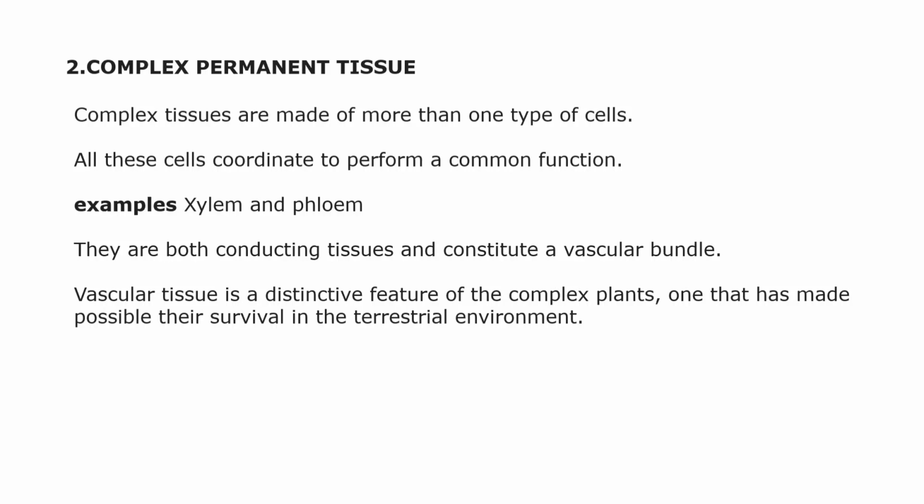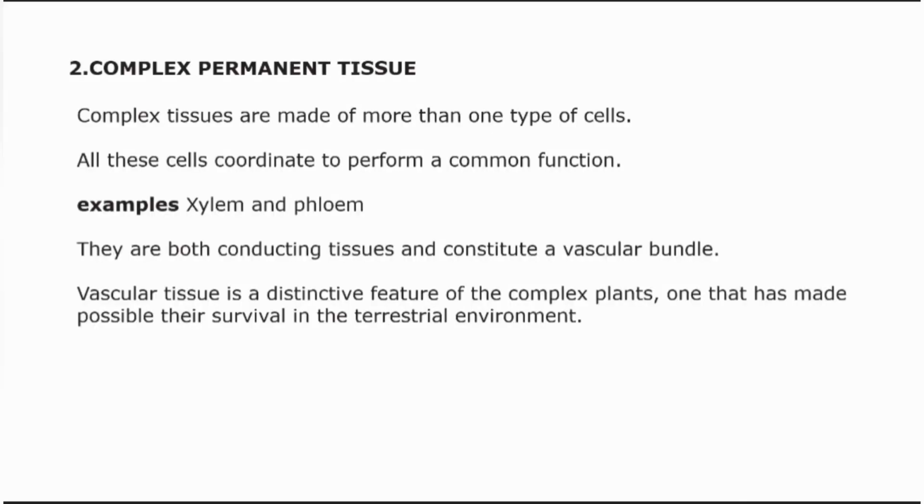Complex permanent tissues are made up of more than one type of cells. All these cells coordinate to perform a common function. For example, xylem and phloem. Both are conducting tissues and constitute the vascular bundle. Vascular tissue is a distinctive feature of complex plants, one that has made possible their survival in the terrestrial environment.